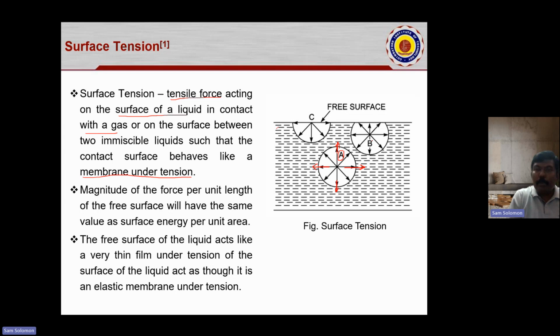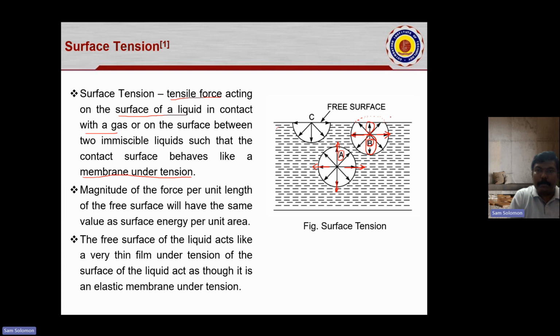If you look at molecule B, the horizontal forces towards the left and towards the right are balanced. But if you look at the other forces, particularly the upward and downward forces, the force which is acting in the downward direction seems to be a little bit more, just because this particular molecule is not a complete circle.